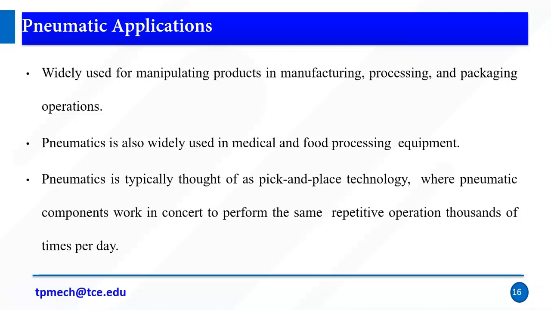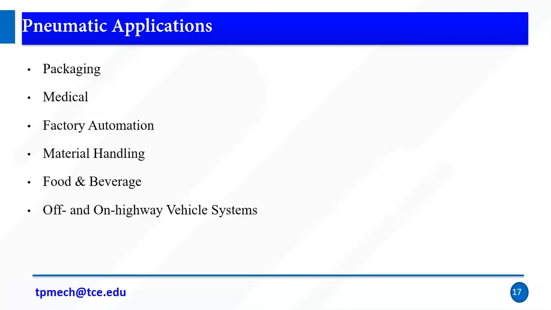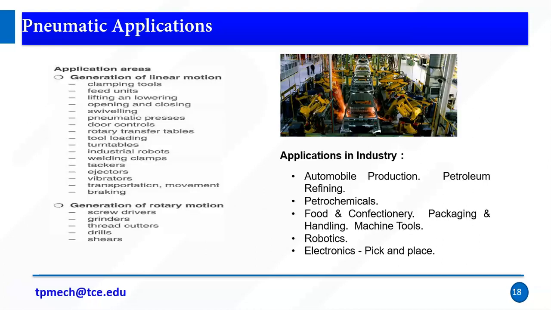Pneumatics is typically thought of as pick and place technology, where pneumatic components work in concert to perform the same repetitive operation thousands of times per day, right? In pick and place robots, we use grippers to hold the object and to move the object. The grippers work with the help of pneumatics. Other applications are packaging, medical, factory automation, material handling, food and beverage, and off and on highway vehicle systems.